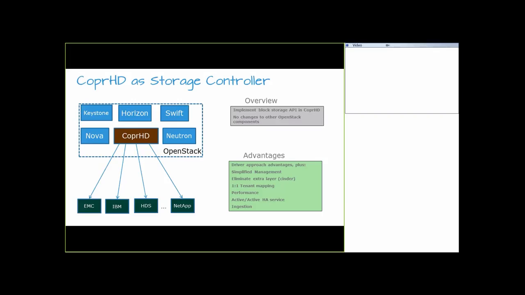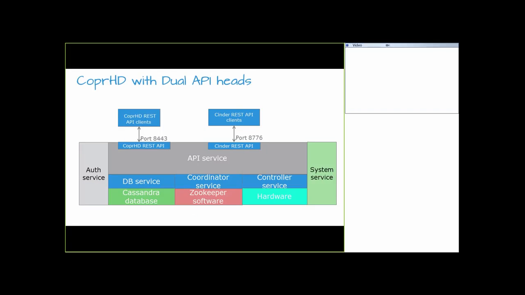Because what we have done is, we have a POC. What we did is, we removed the Cinder endpoint. We inserted CoprHD as the endpoint, right? We implemented the API. So, I'll tell you how we did it. We have a two-head approach. We had the CoprHD REST API, and in addition to that, we implemented one more REST API head, which is kind of Cinder compatible.